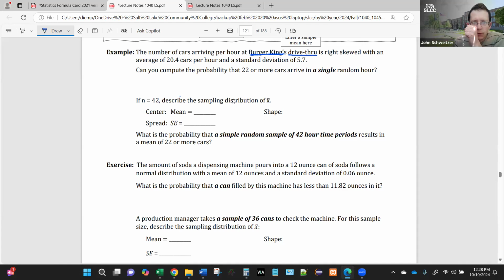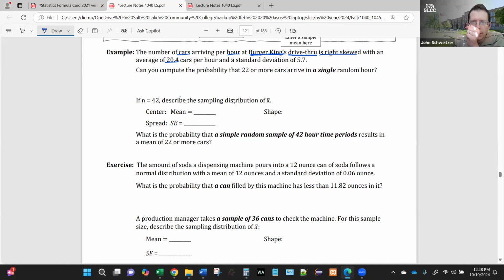So we've got this data set. It tells us the number of cars arriving per hour is right skewed with an average of 20.4 cars per hour and a standard deviation of 5.7 cars per hour. Can you compute the probability that 22 or more cars arrive in a single hour? So where do we get started with this?